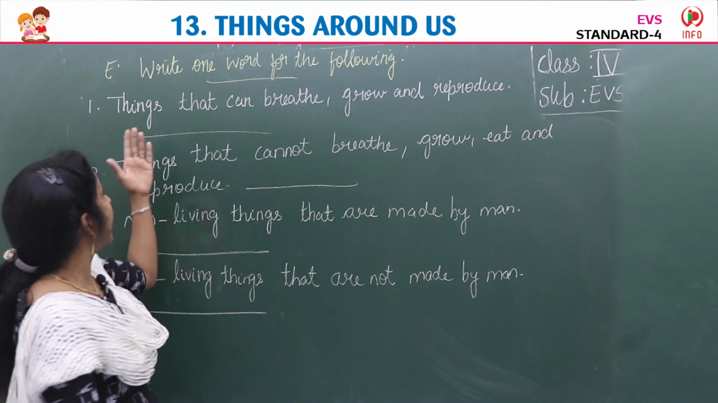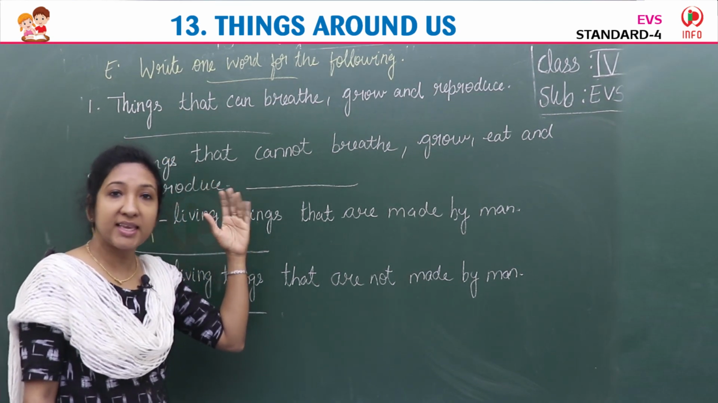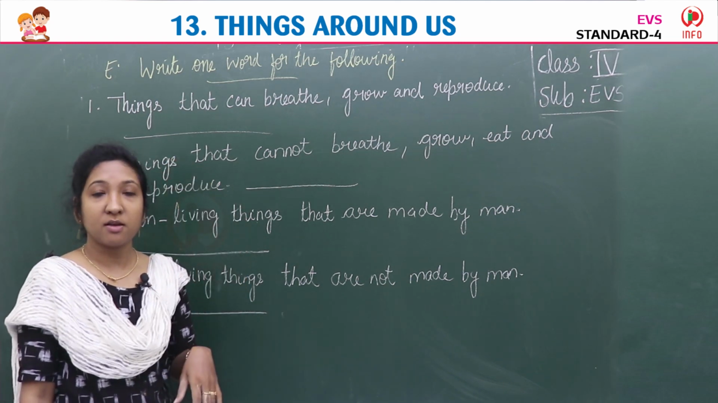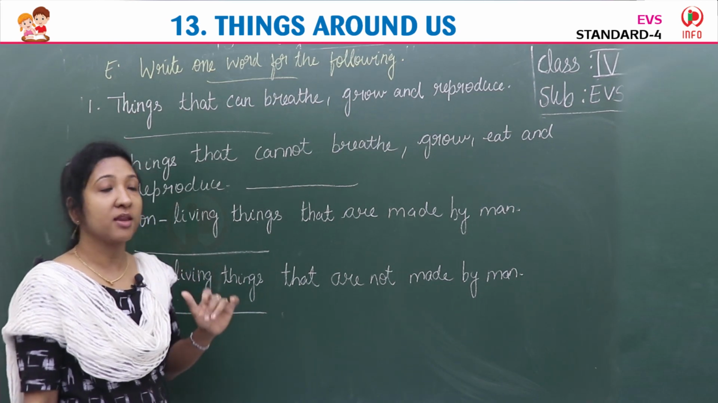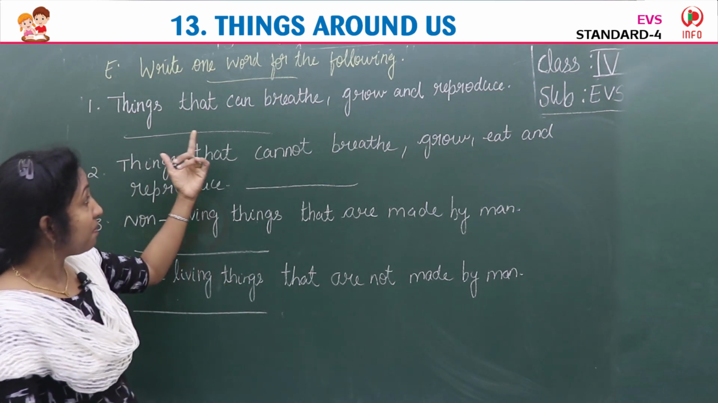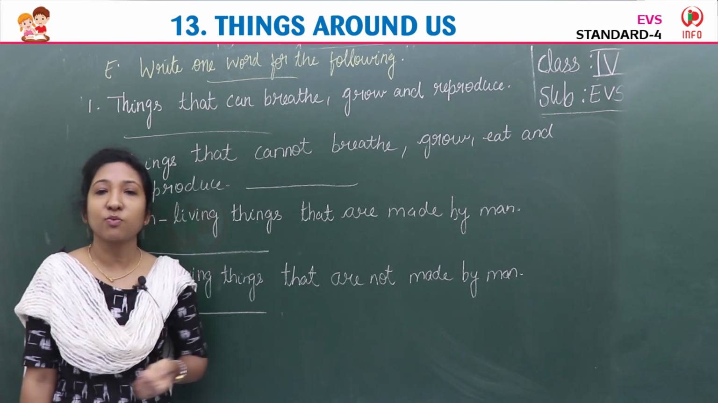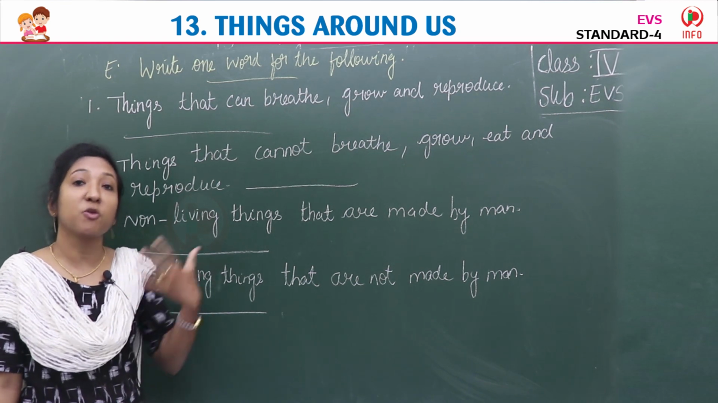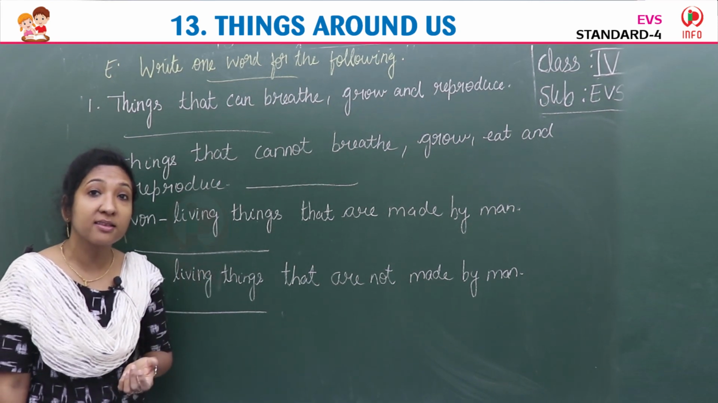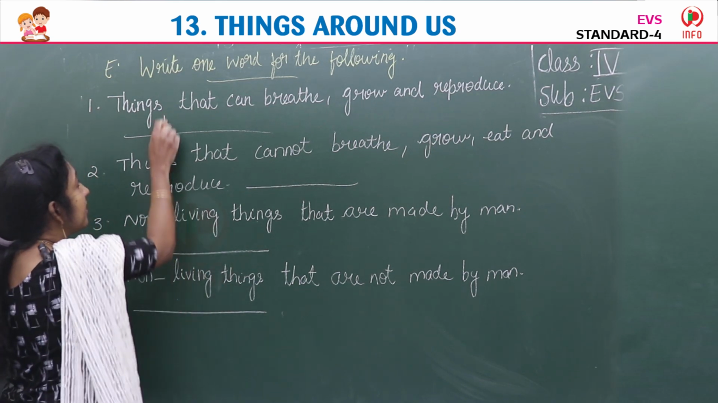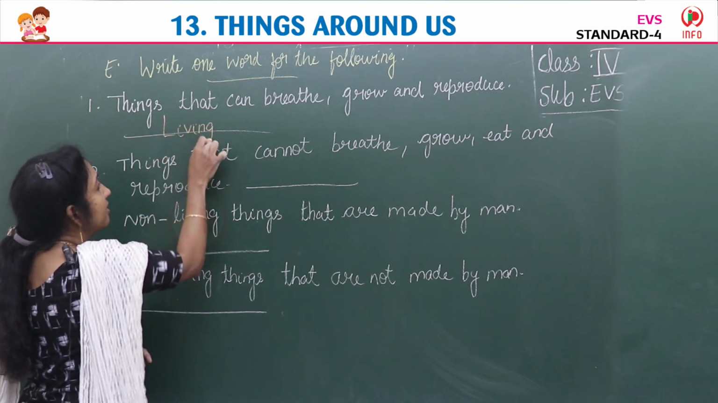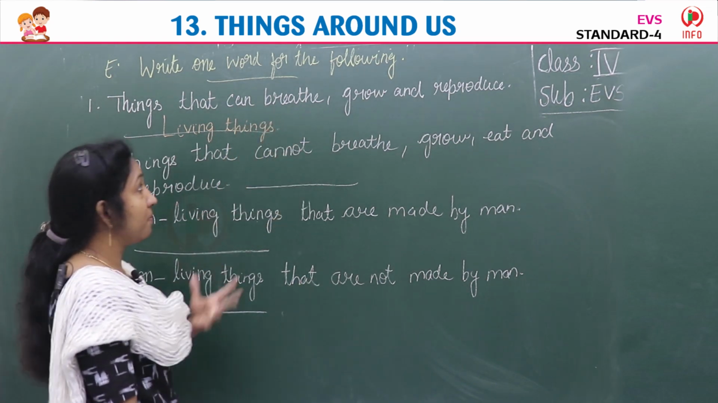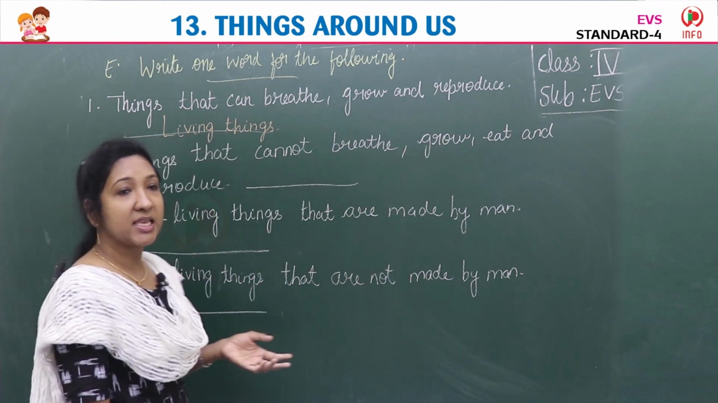Yes children, so our next exercise is exercise E. What is that exercise? Write one word for the following. So first one, things that can breathe, grow and reproduce. What are they called? Things that are breathing, growing or producing young ones. They are called living things. Things that can grow, breathe and reproduce are living things.